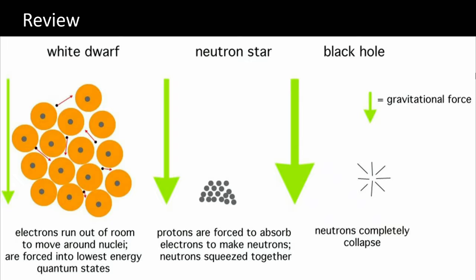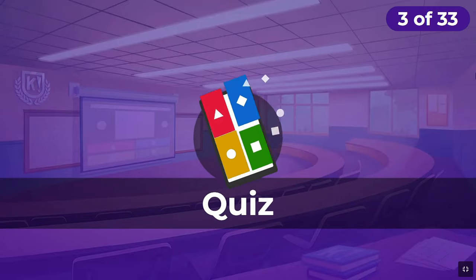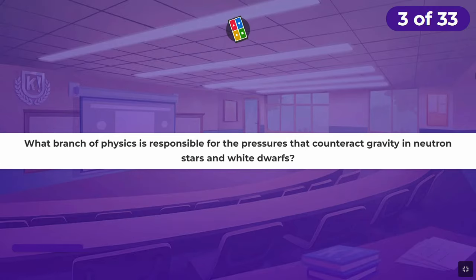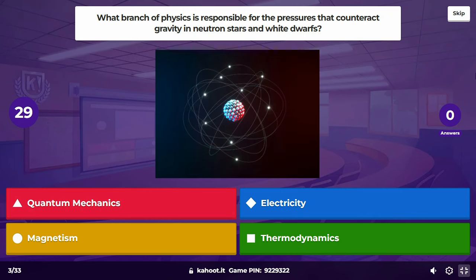Then, if your core exceeds 3 solar masses, we don't know of any other physics to support against that gravity, and so you'll just collapse into a black hole. And so, can we remember what branch of physics governs all of these degeneracy pressures that support the neutron star and the white dwarf?